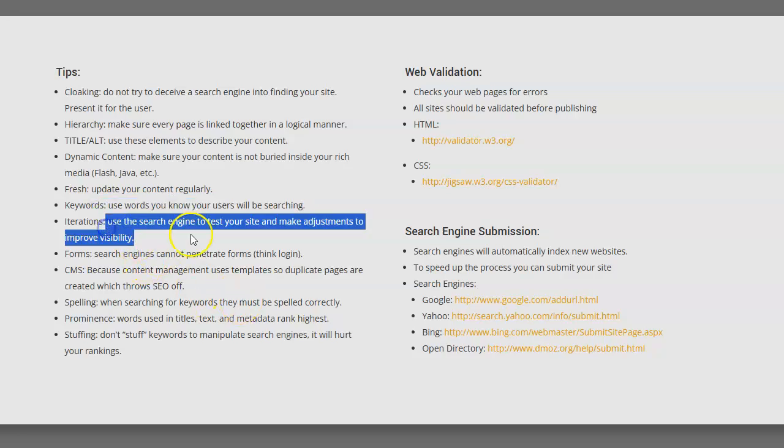You can also use iteration, meaning you make your site, then test it. Go into the search engine, type in what you think that you want people to type in to go to your site. See where it pops up. If you don't like it, then try to change some things and test again.